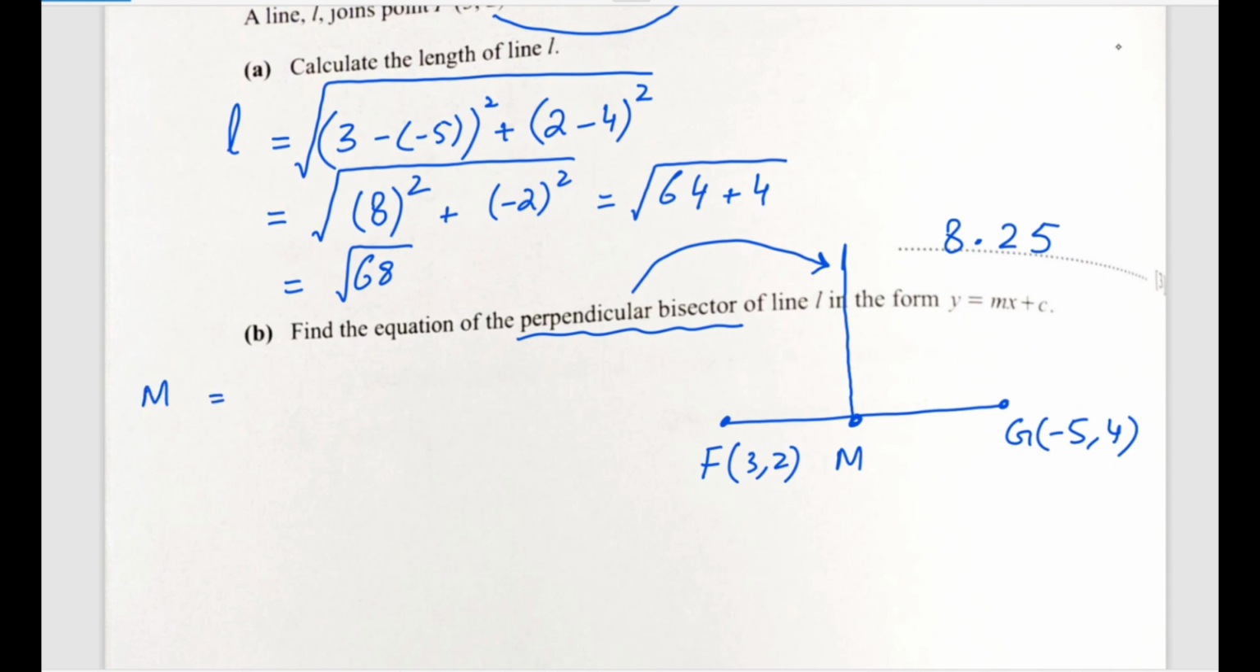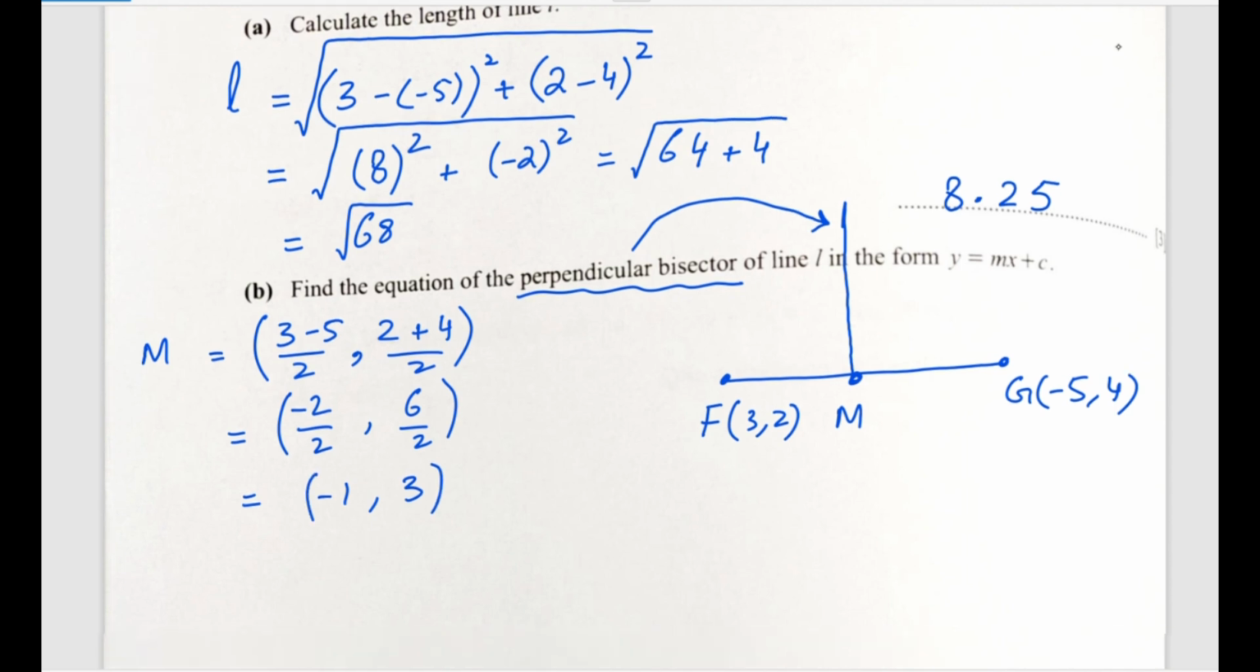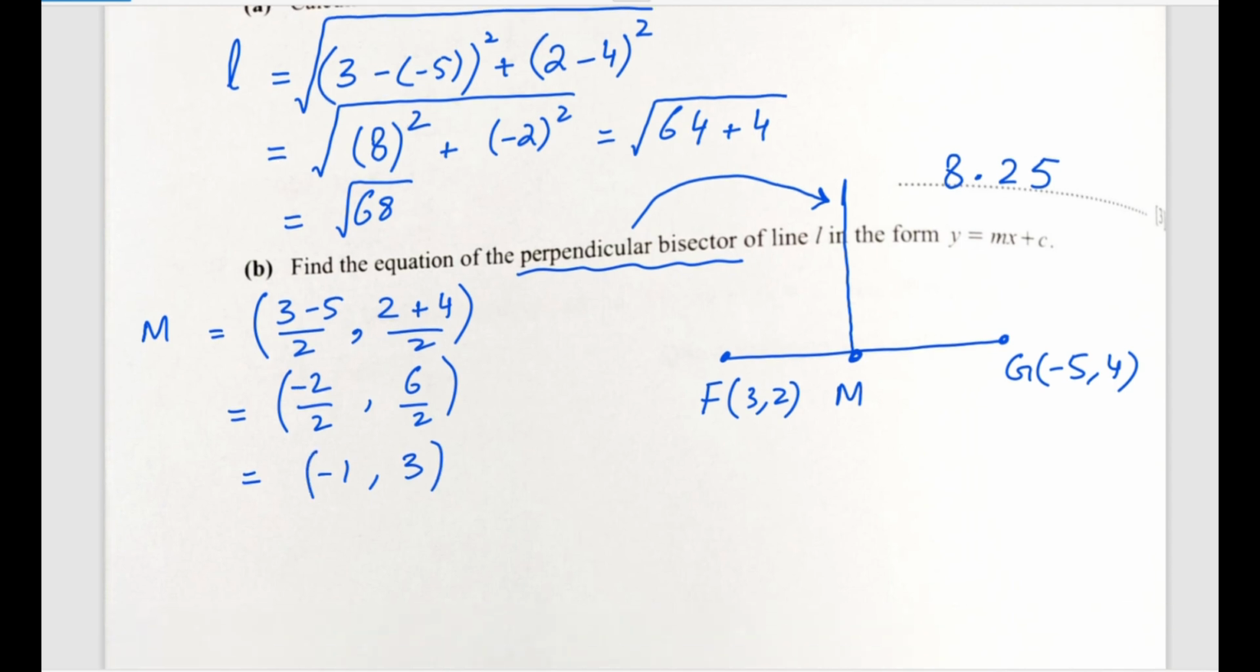Sum of x coordinates, 3 minus 5, over 2. Sum of y coordinates, 2 plus 4, over 2. So 3 minus 5 is minus 2 over 2. 2 plus 4 is 6 over 2. So here the midpoint is (minus 1, 3). Now we will find the gradient of line FG.